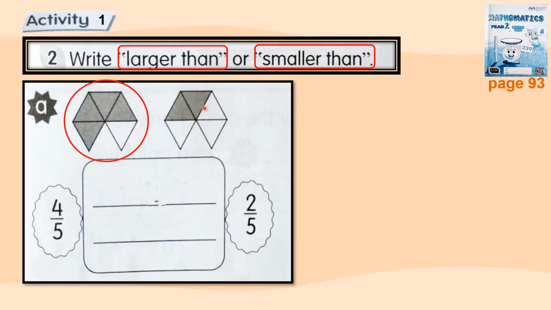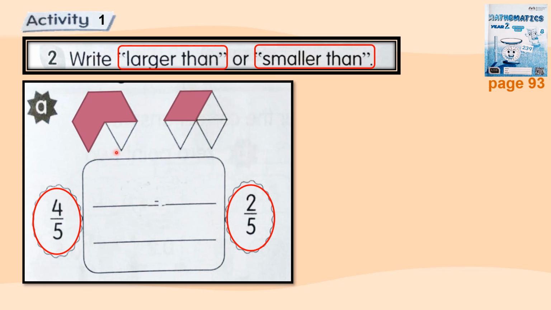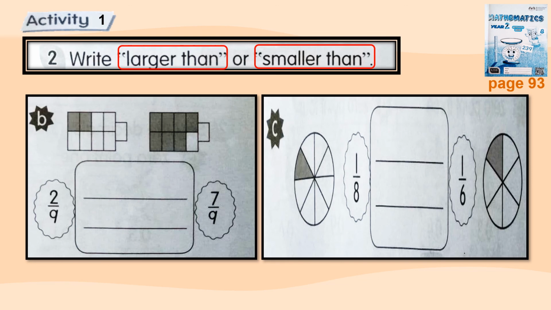The fraction for this picture is 4 over 5 and the second picture is 2 over 5. Now, let's compare the fractions. We can see the first fraction is larger than the second fraction. So, 4 over 5 is larger than 2 over 5. For B and C, try to do it yourself.